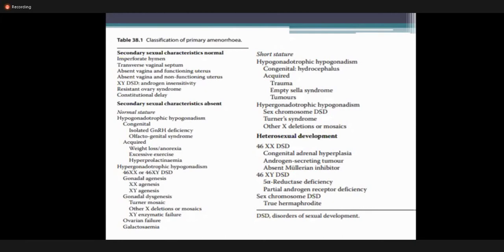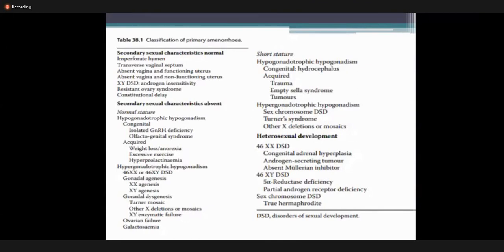Conditions include trauma to the brain, empty sella syndrome, certain tumors which affect the hypothalamus, resulting in damage to the hypothalamus, and so no gonadotropin production. So these are the causes of hypogonadotropic hypogonadism.